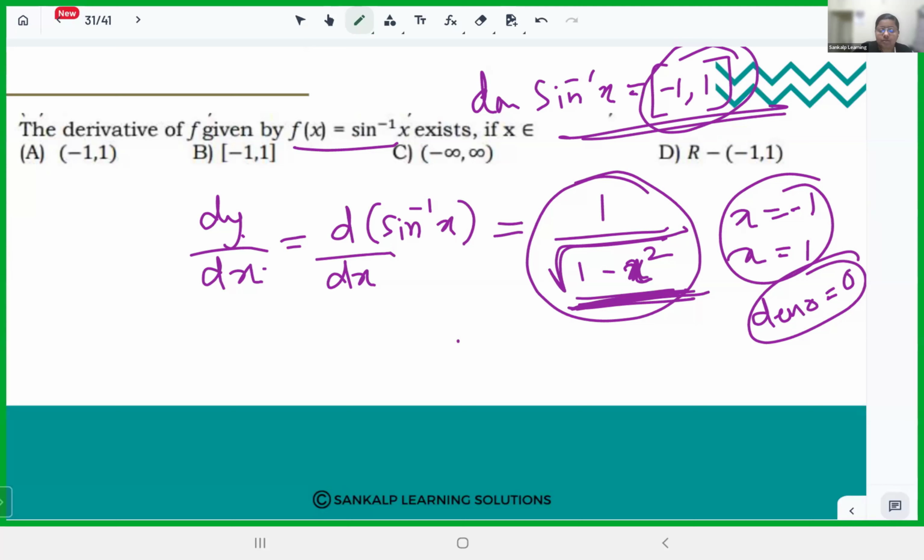So how will you represent that in the form of an interval? You represent it as the open interval (-1, 1), because -1 and 1 cannot be included in the domain of the derivative of sine inverse x, because the denominator will be equal to 0, so the function will not be defined, right? So which is the option here? It is nothing but A. Option A, (-1, 1), is the answer. All right.